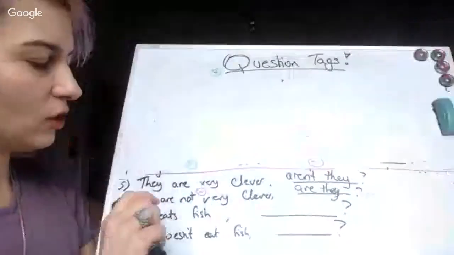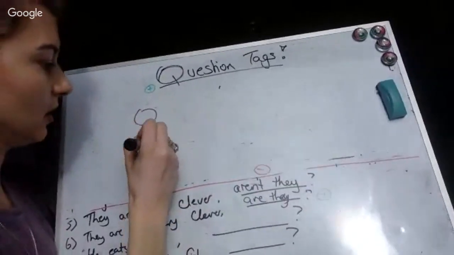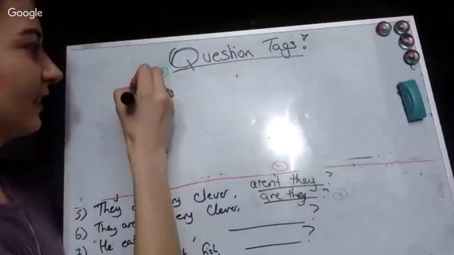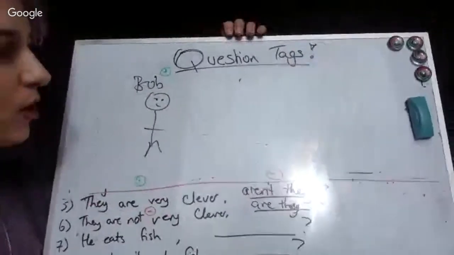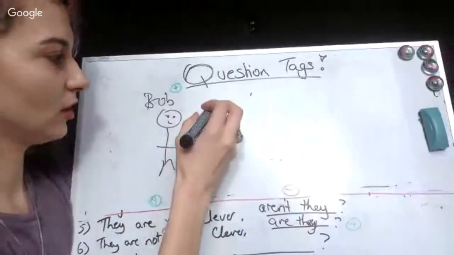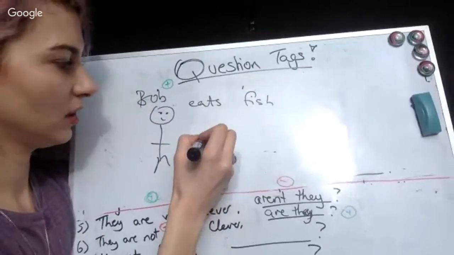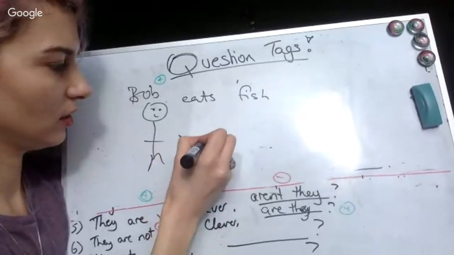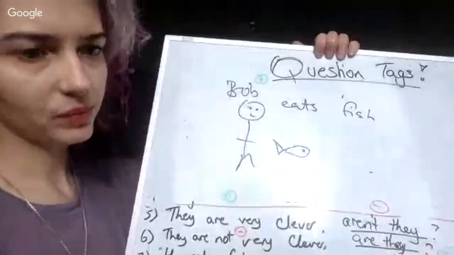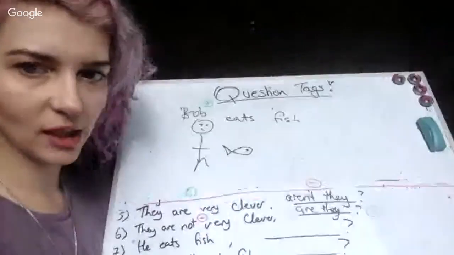Okay, this time, before we look at the questions, I'm just going to give you an example. Let's say this is Bob. Great drawing, I'm sure you'll agree. This is Bob. Bob eats fish. He likes to eat fish. Just draw a little fish. So that's kind of the answer to the question. Now let's look at the question and make the question tag, and then we'll answer it.